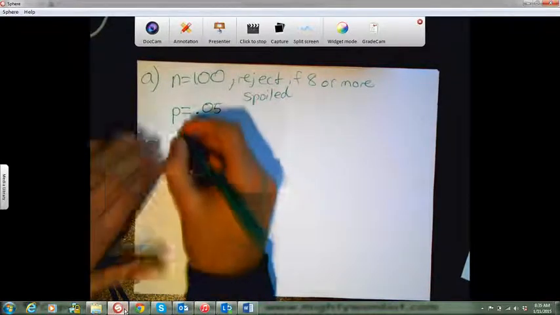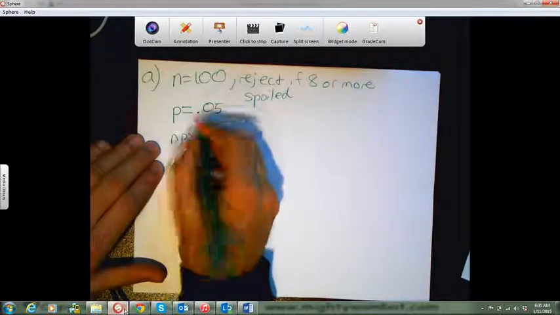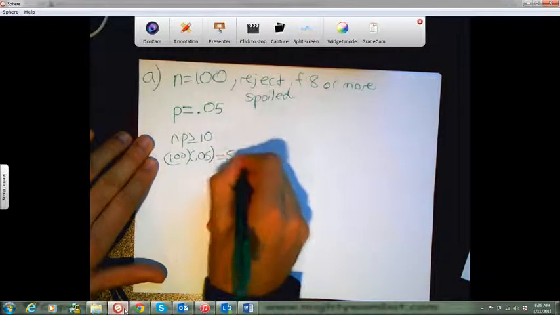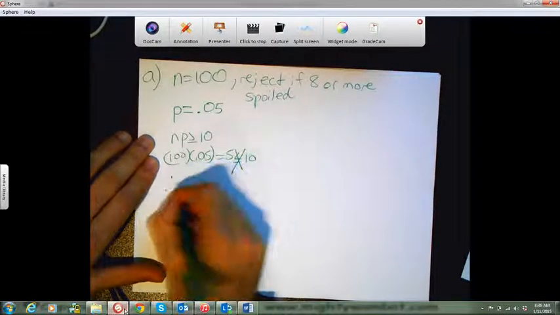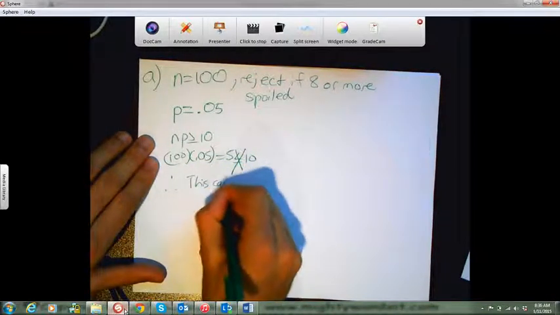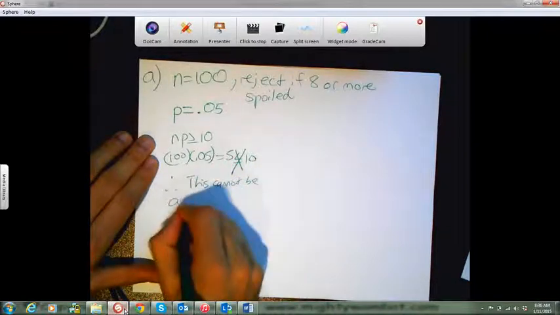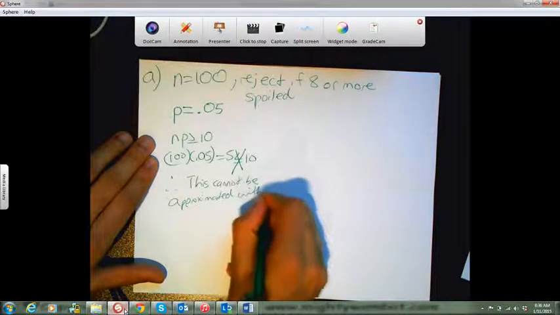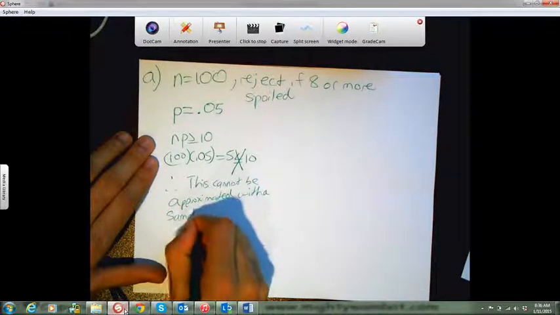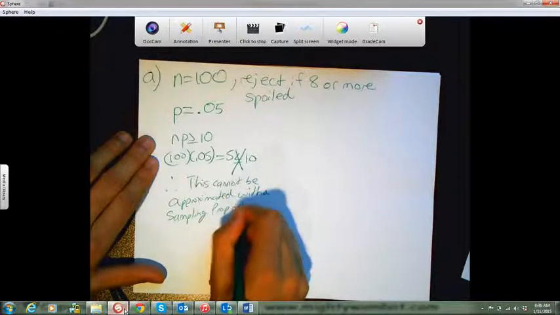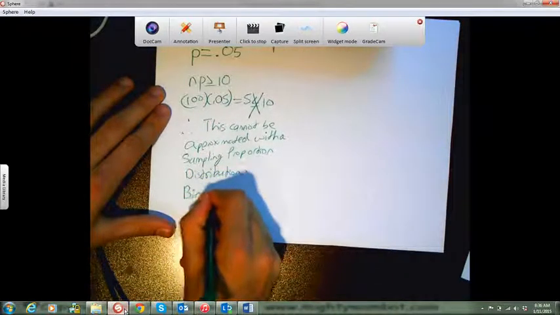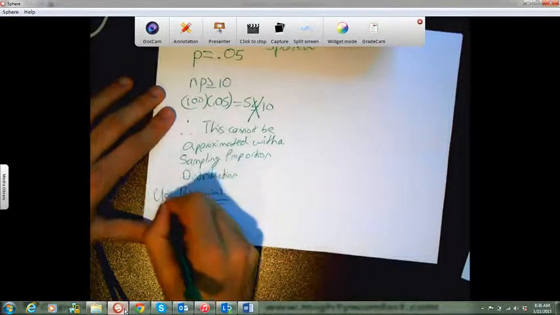So the condition is NP is greater than or equal to 10. Let's find out. 100 times 0.05 is equal to 5. That is not greater than or equal to 10, so it fails the condition. Therefore, this cannot be approximated with a sampling proportion distribution. So we need to use the binomial. So use binomial distribution. So we're using binomial.